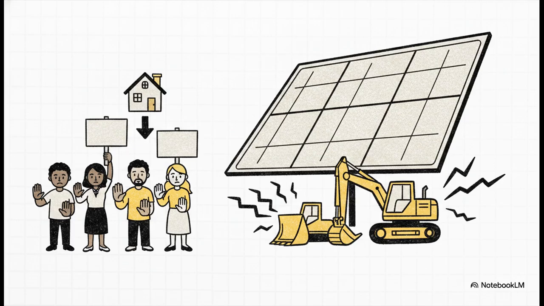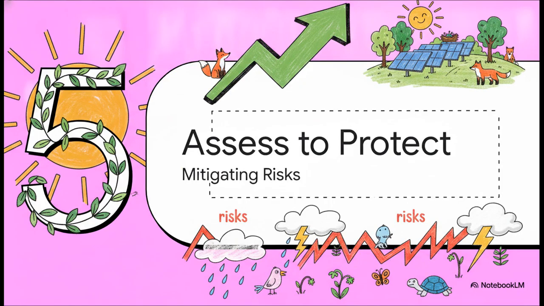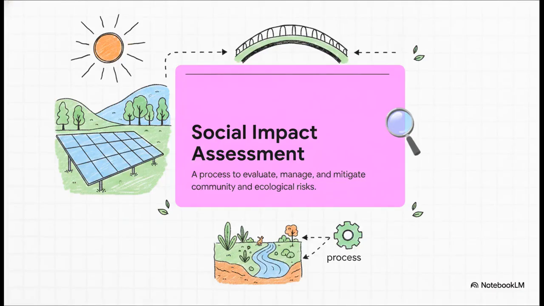When local governments and communities push back over land use footprints or water resource concerns, it can stall a development process just as fast as a regulatory shutdown. Which takes us to Section 5, assess to protect. So how do developers avoid all this? Well, successful project development really hinges on proactive assessment.